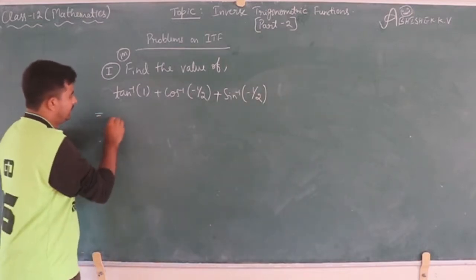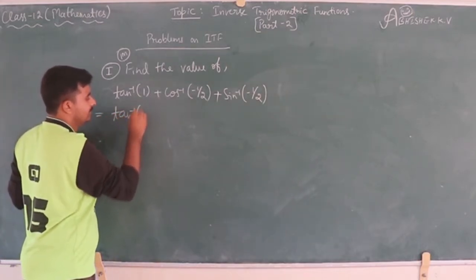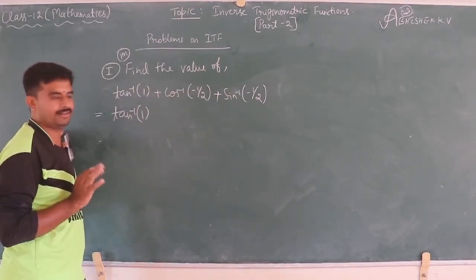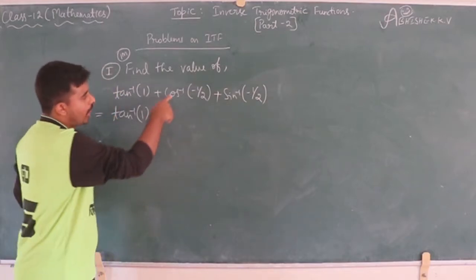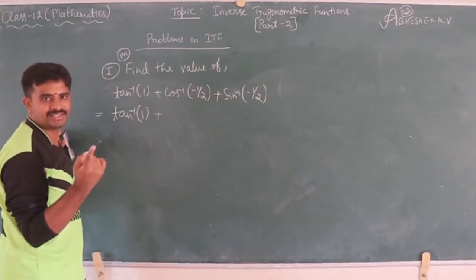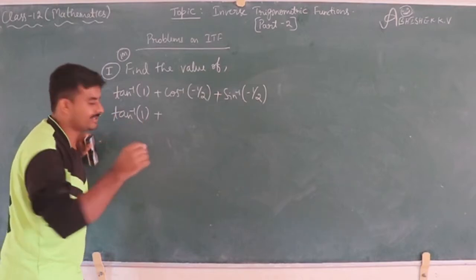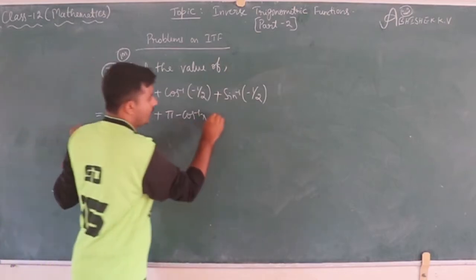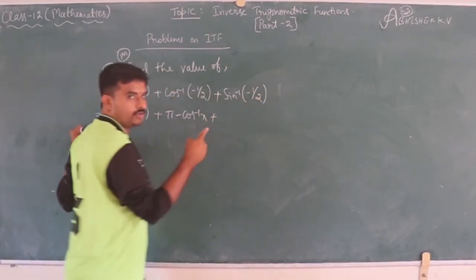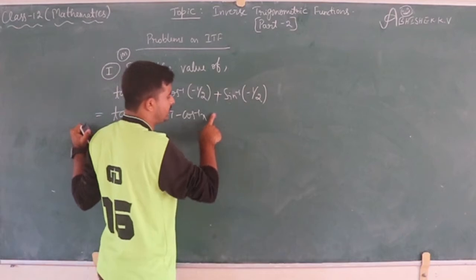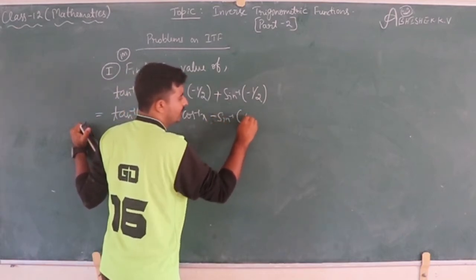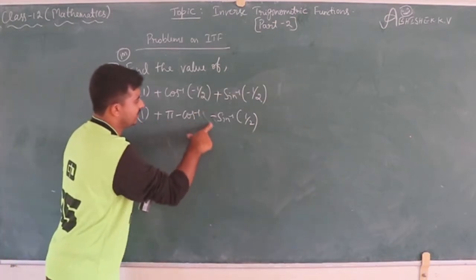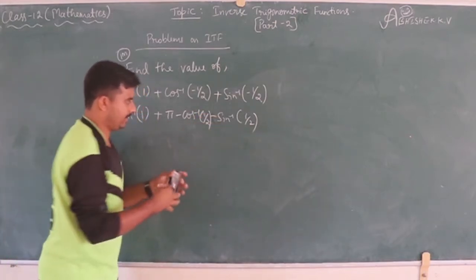See, tan inverse 1 has no negative sign, so there is no problem. Here negative is my villain. Then we should remove that. Cos inverse of minus 1 by 2, again by using the property, cos inverse of minus x is equal to pi minus cos inverse x. Then plus sin inverse of minus x is equal to minus sin inverse x, so minus sin inverse 1 by 2. Then we have the positive values. What is the x value here? 1 by 2. Again 1 by 2.